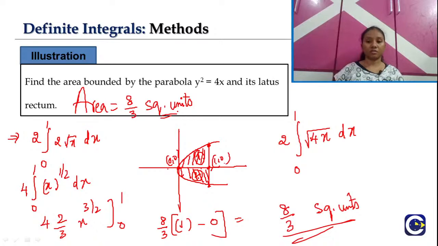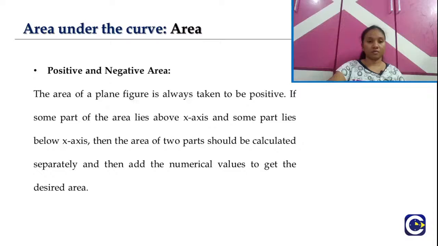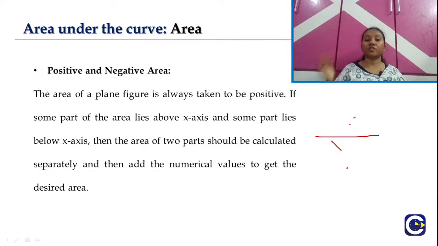Right, guys? So let's move on. Just now we have seen our symmetrical area. Now let's see the positive and negative area. The area of a plane figure is always taken to be positive. If some part of the area lies above the x-axis and some part lies below the x-axis, then the area of the two parts should be calculated separately and then added. So if we have one above the x-axis and one below the x-axis, one will be negative and one will be positive. So we have to do the calculation separately and then add it.